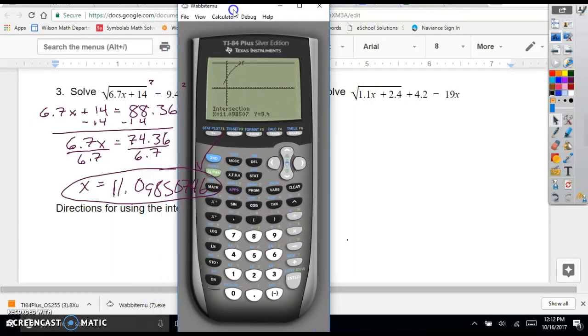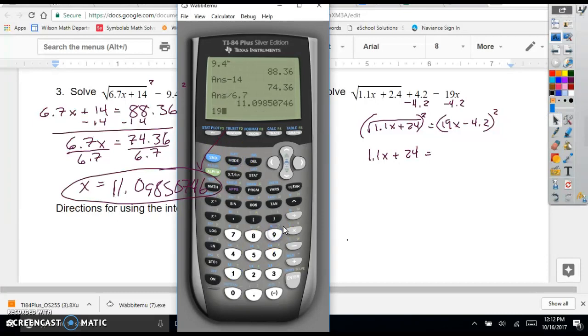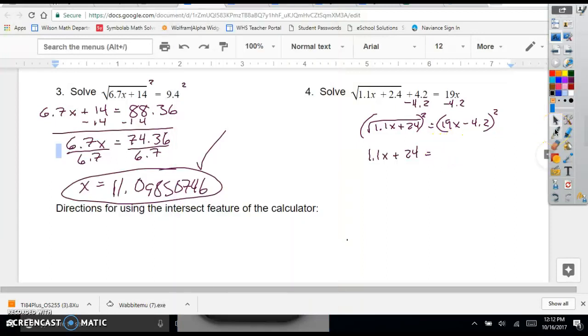All right, let's go ahead with 4. So we're going to subtract 4.2 over. At that point, I will have the square root of 1.1x plus 2.4 equals 19x minus 4.2. We'll square that. This isn't going to be pretty, is it? 1.1x plus 2.4. 19 times 19. So 19 squared, looking at 361x.